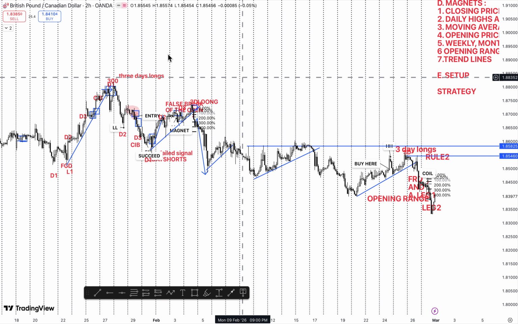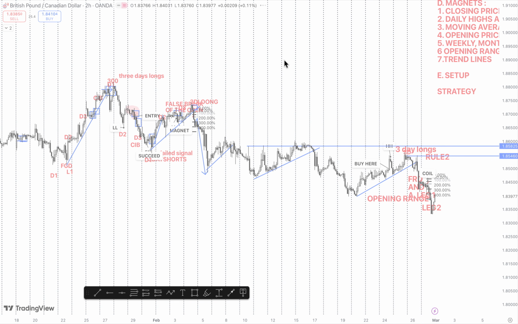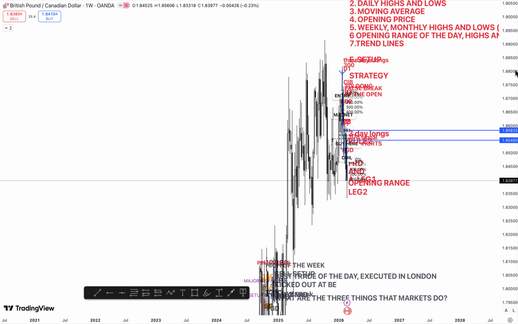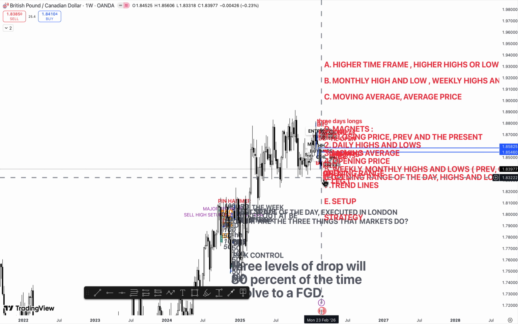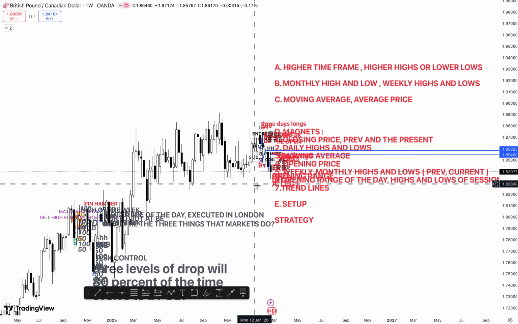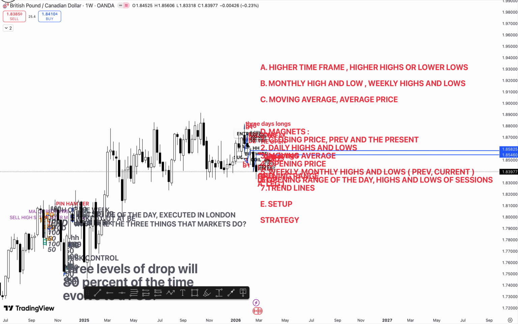Now if you look at this chart, this is the British pound card. I go to the weekly. Okay, this is the process, how to trade. I want to see what the market is doing on the weekly. Okay, sorry about this, guys. Let me hide that.